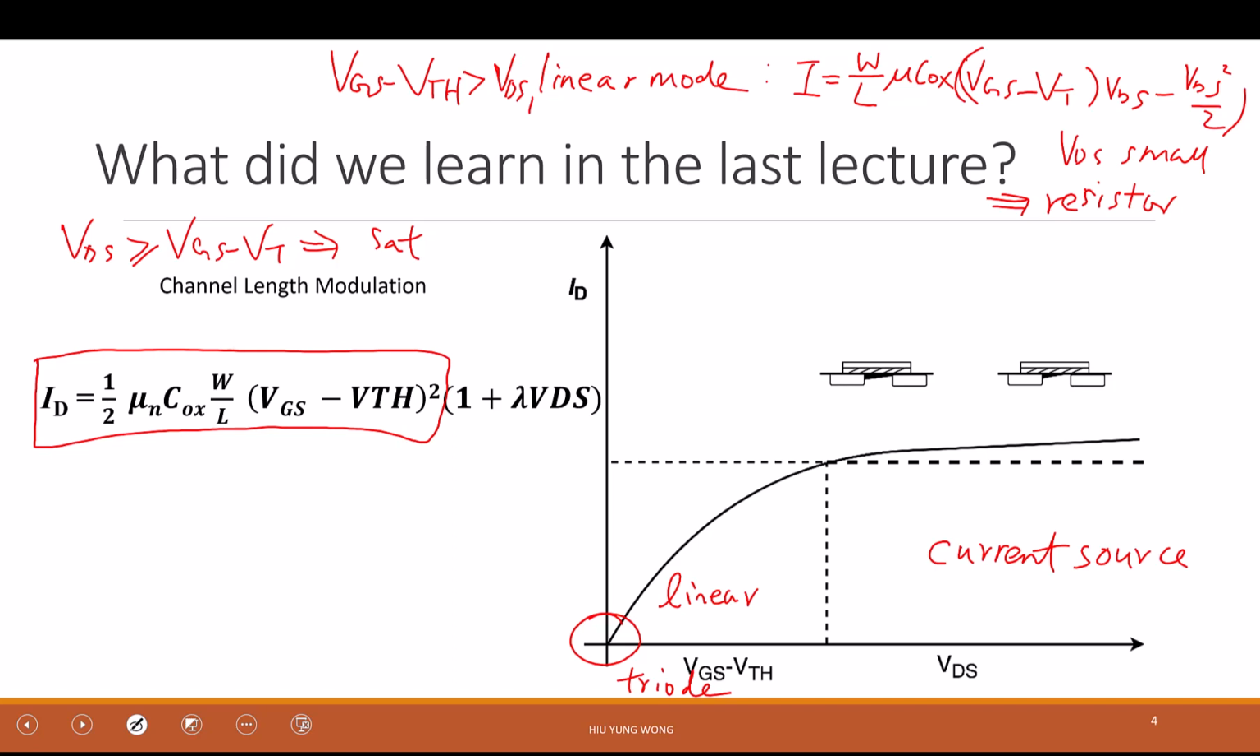However, in reality, it still depends on the VDS a little bit, right? That's why I have this line, which is called channel length modulation, CLM. The reason for this is because the pinch-off location keeps moving into the channel. So effectively, that resistor is shorter for the same condition. That's why the current will go up. Okay? I hope that you agree with me.